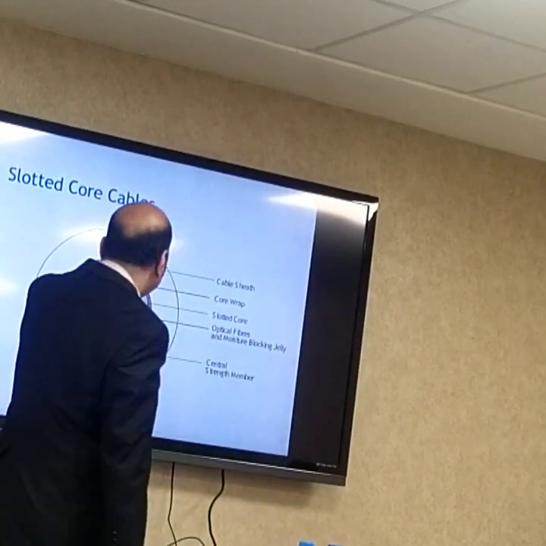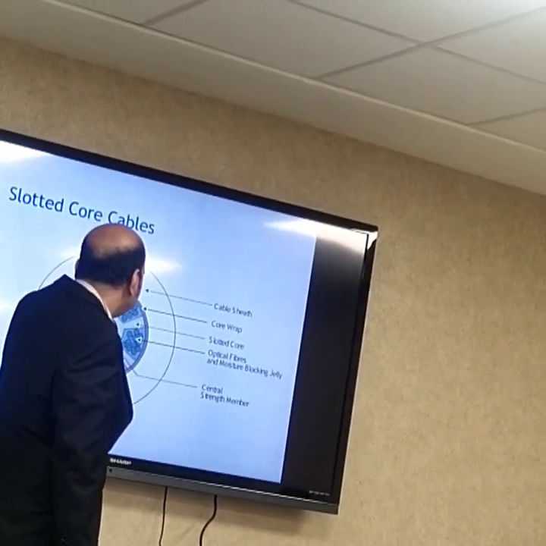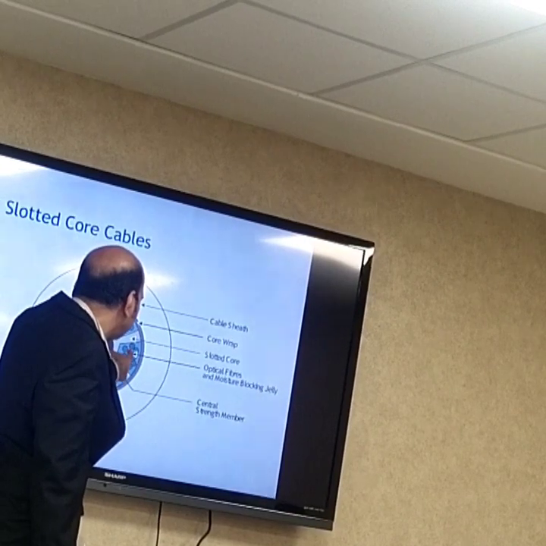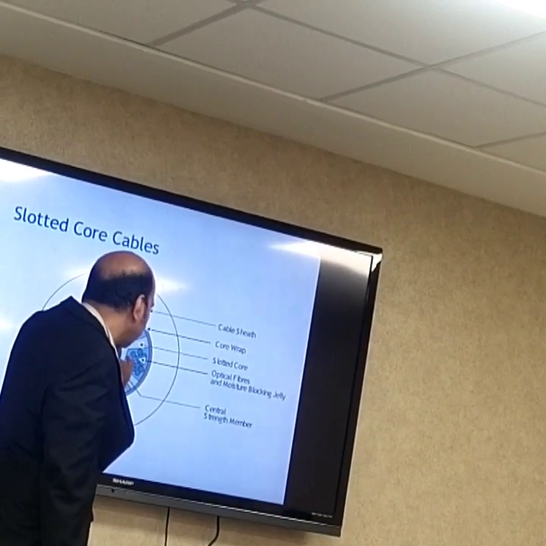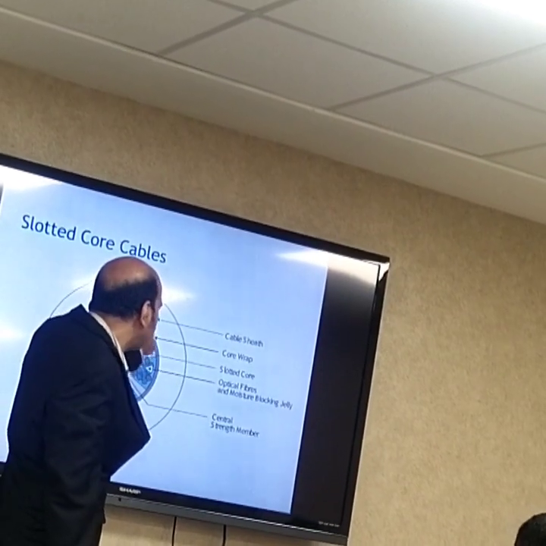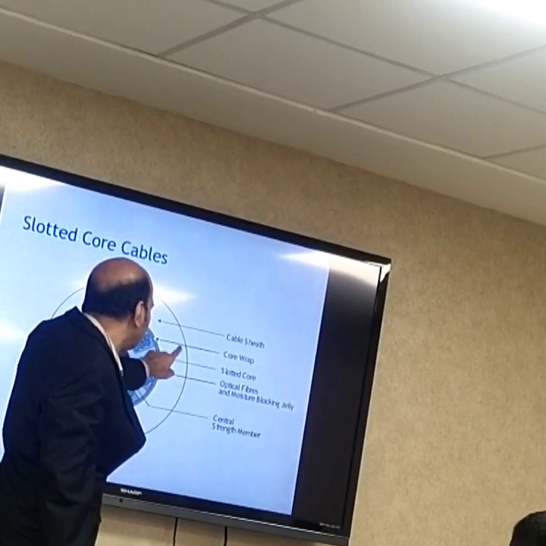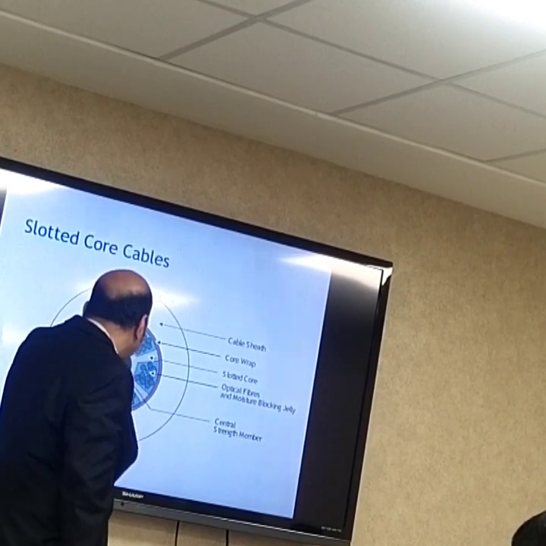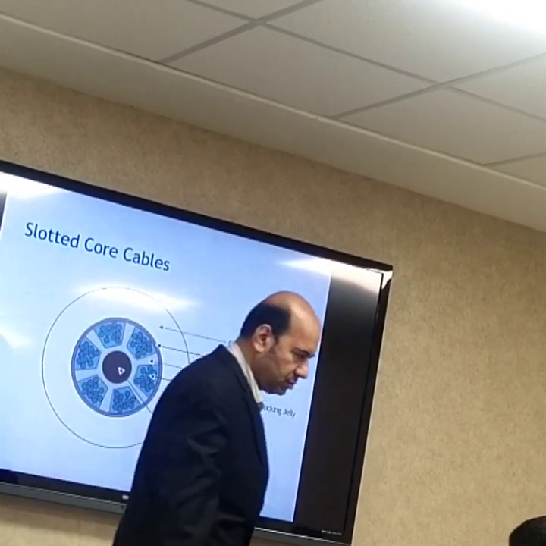This is the central strength member. This is the optical fiber itself. And here is the water blocking. This is the slotted core. This is the cable sheath. And this is the core. So this one.